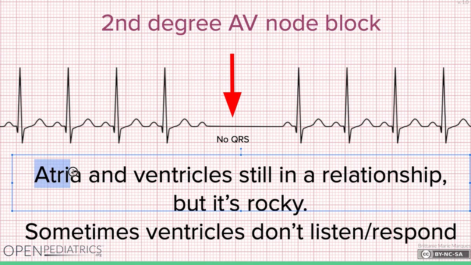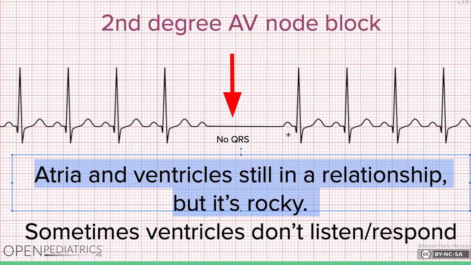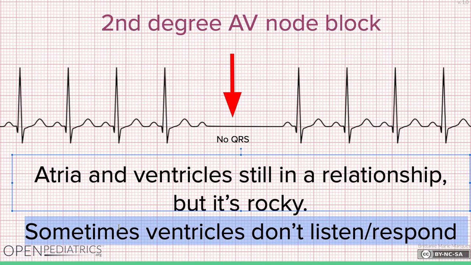So the atria and ventricles are still in a relationship. You'll notice that sometimes they're talking with one another. P wave, QRS, P wave, QRS, P wave, QRS. But sometimes there are certain days, certain moments, when the P wave talks, but the QRS just says, no, I'm not listening. So the relationship is getting a little bit worse. It's taking longer for the signal to spread through the AV node, and sometimes it takes so long that the QRS or the ventricles never get the signal.